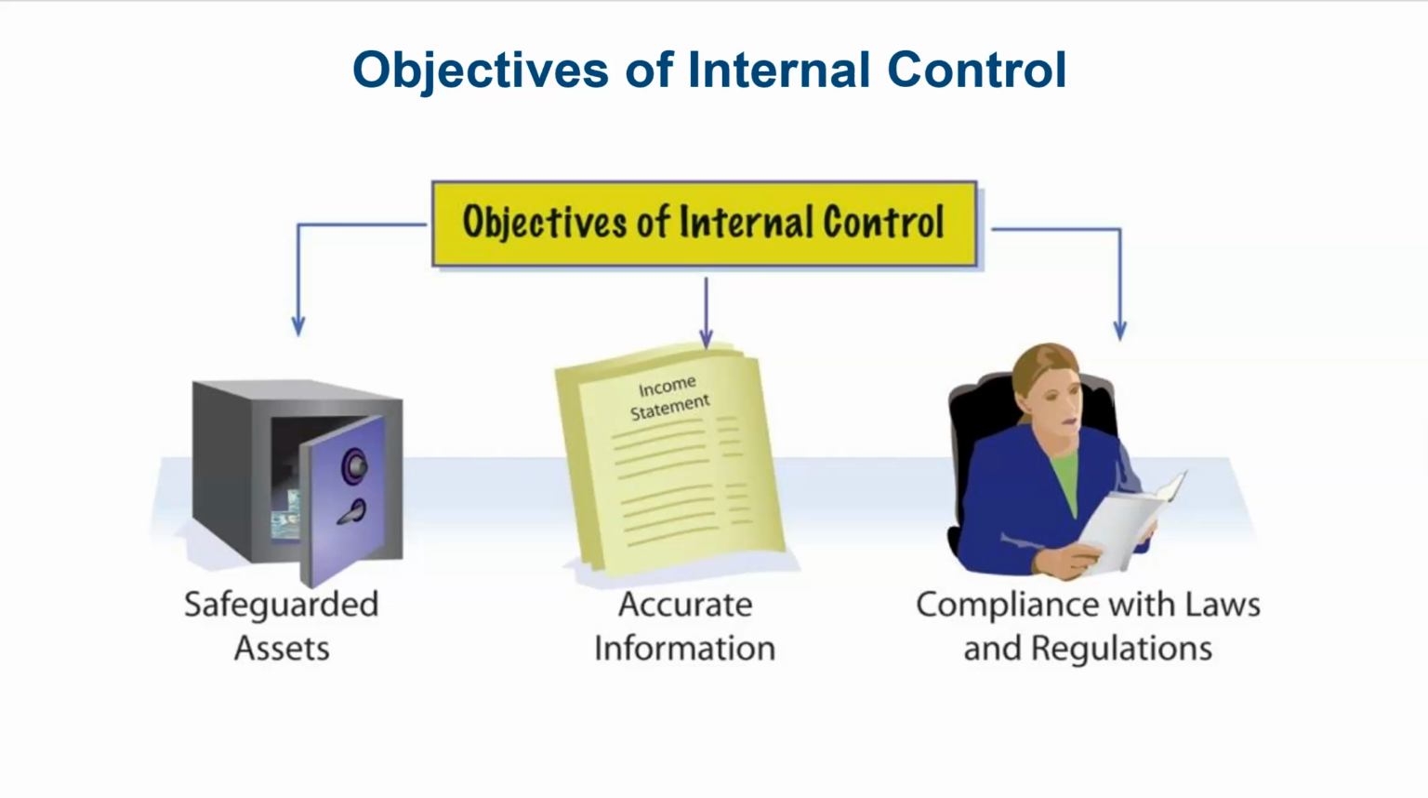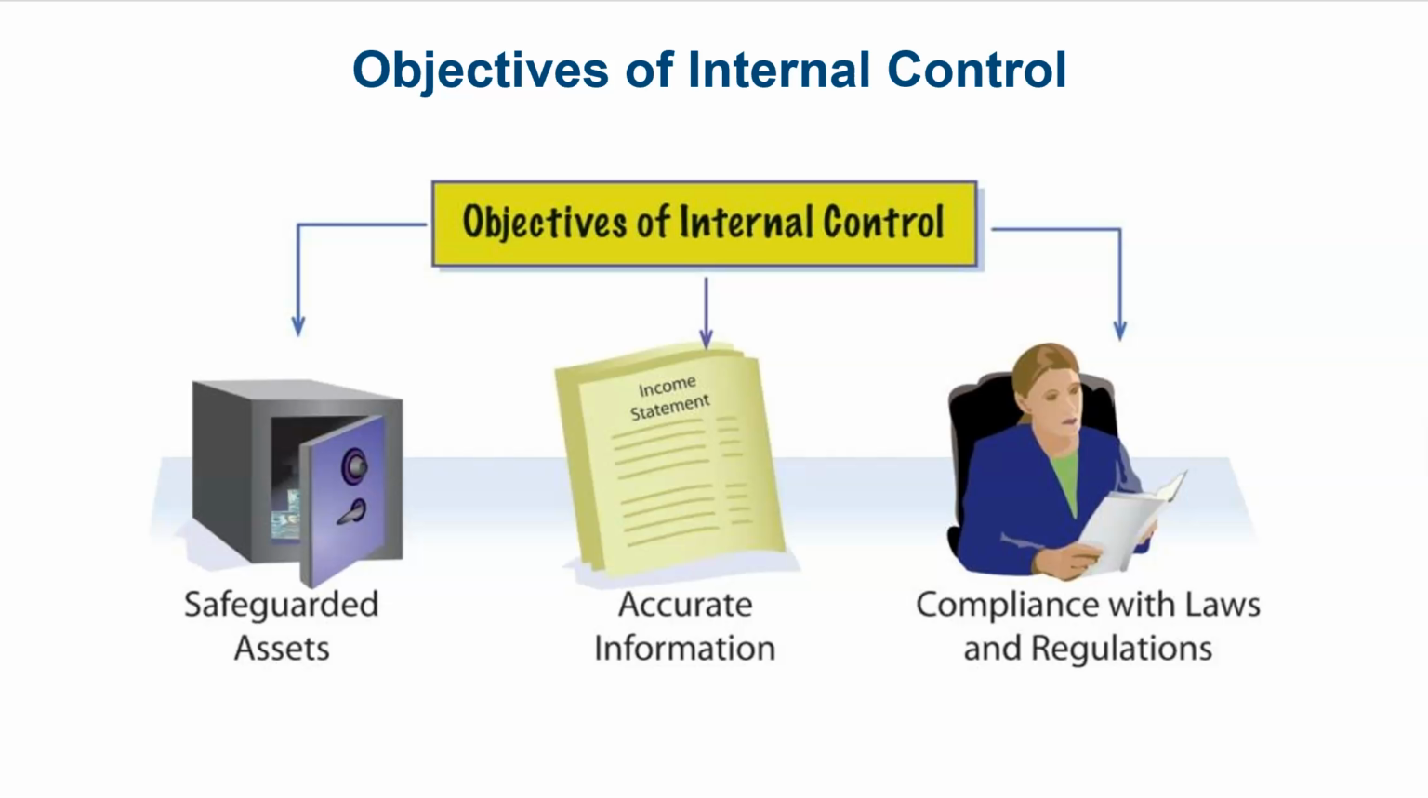All right, so internal control, what are the objectives? First of all, we want to safeguard the assets. We do that by using a safe. We do that by using cash registers. We do that by locking extra inventory and not giving everybody access to that extra inventory, so safeguarding assets.